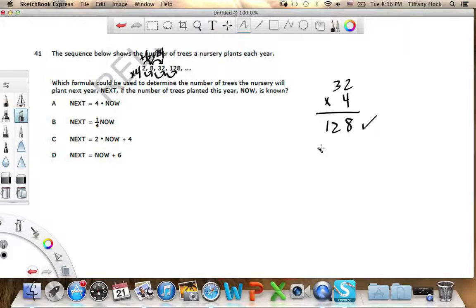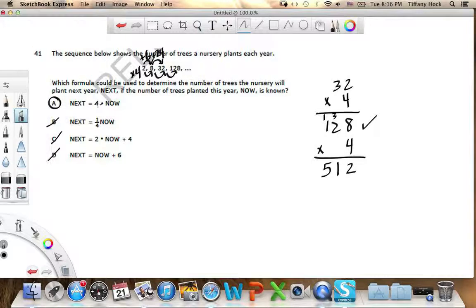So if we wanted to find out the next one, we would do 128 times 4. Multiply that, that gives you 32, carry the 3, 2 times 4 is 8, plus 3 is 11, carry the 1, and 1 times 4 is 4, plus 1 is 5, so the next total would be 512 trees, if the pattern continues. So the next year's total is equal to the one we have now times 4. That's not B, that's not C, and that's not D. The correct answer here would be A.